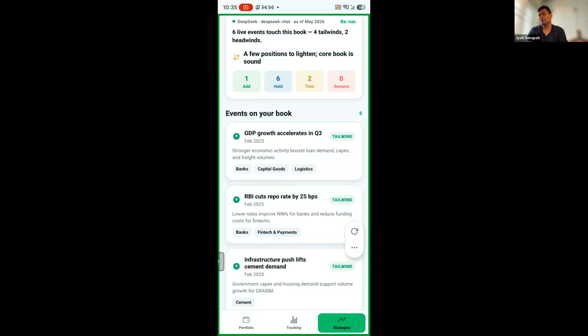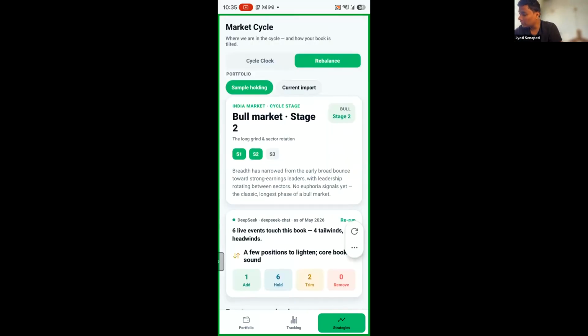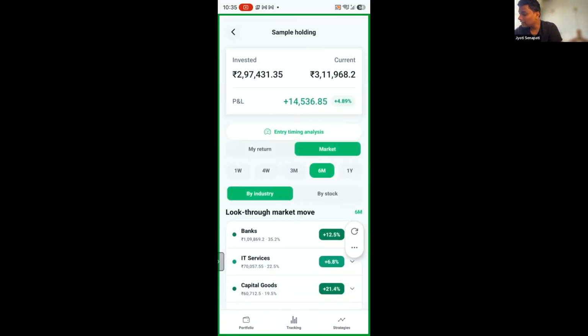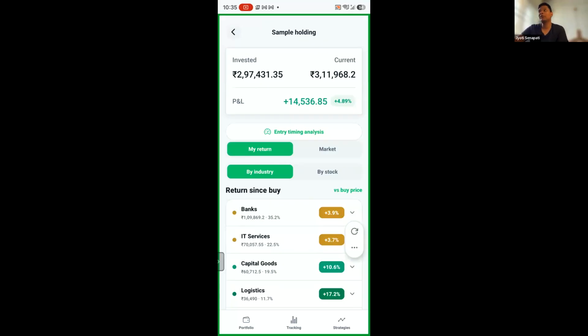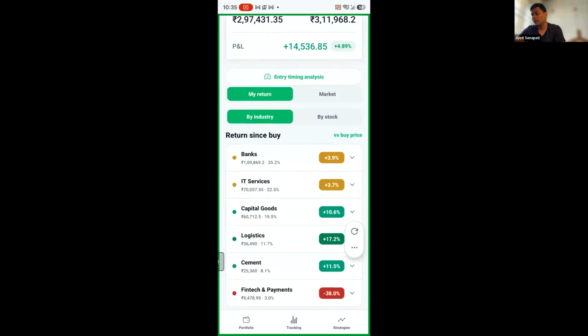Then I asked it to think about a UI which will solve that problem. I'll show you what it created. In this case, it created a My Return versus Market Return view, which is below the entry timing analysis. So it tells me that even though the market has performed well in the last 12 months, you have not done well, because you purchased at a certain time and it didn't work out for you.